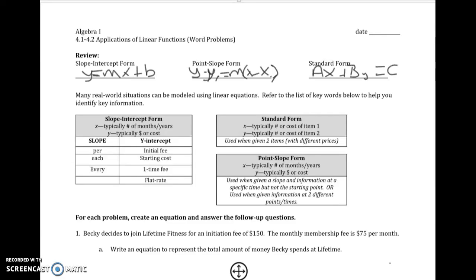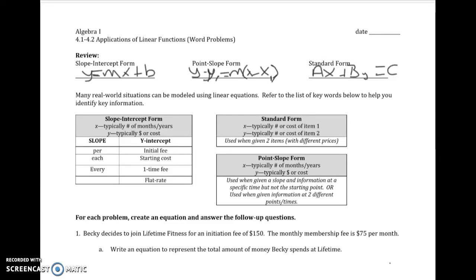And at the top of the page, let's write in these three forms here. So just a quick review: slope-intercept form is y equals mx plus b. Point-slope form is y minus y1 equals m times x minus x1. And standard form is ax plus by equals c. Let's fix that one there. Okay.